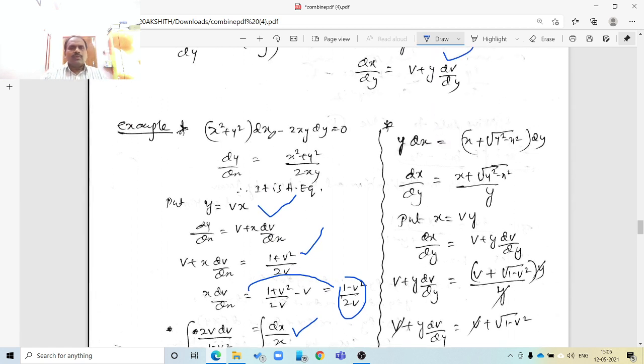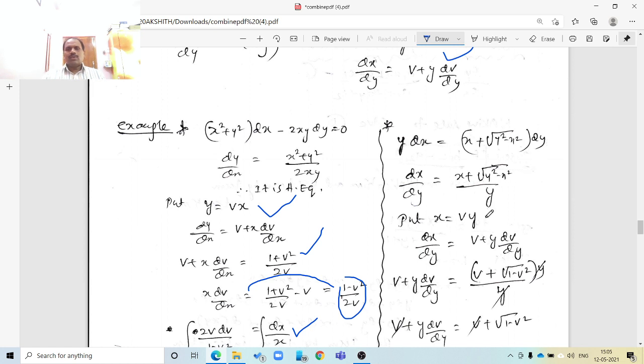So after cancelling x, you will get the solution. So this is dy by dx. If the given homogeneous differential equation is in the form of dy by dx equal to f of x comma y by g of x comma y, that is one form. Instead of that, it may be in dx by dy form. So this is y dx is equal to x plus root y square minus x square dy, that is dx by dy.